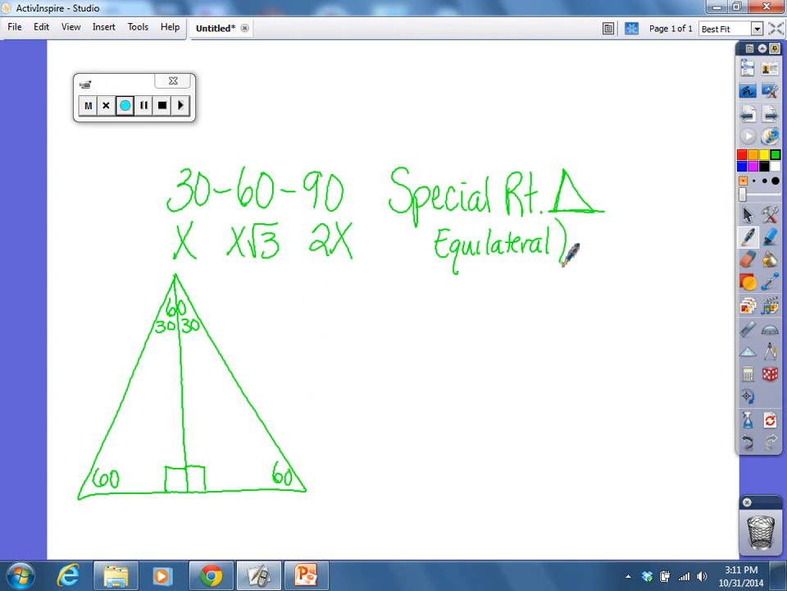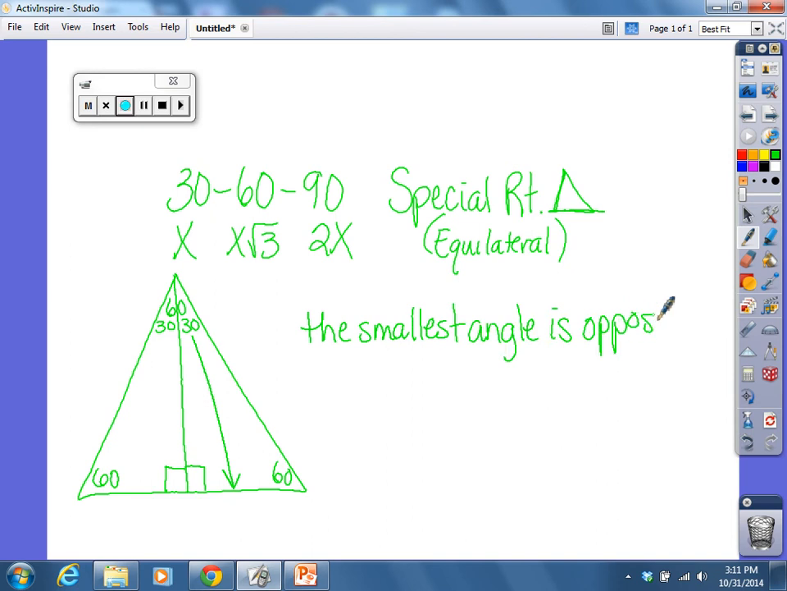They may on the test say something about an equilateral triangle instead of telling you it's a 30, 60, 90 triangle. So that's important. The other important thing is knowing which side goes to what angle. So what we say is that the shortest side is across or opposite the smallest angle. So the smallest angle is opposite the short leg. Shortest leg, short leg, smallest leg.